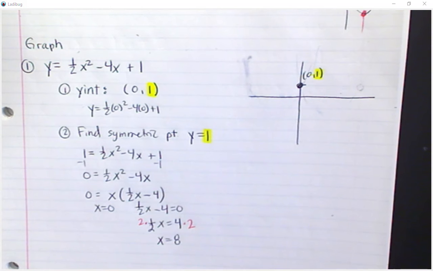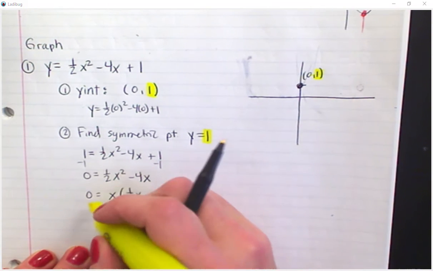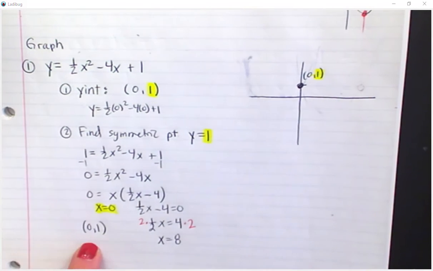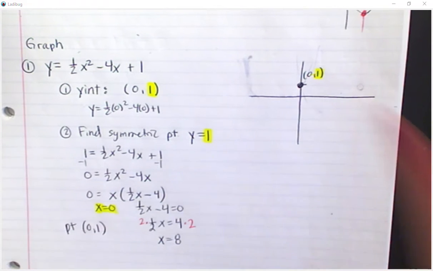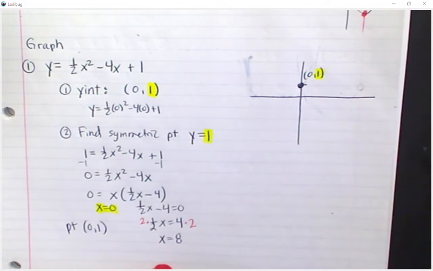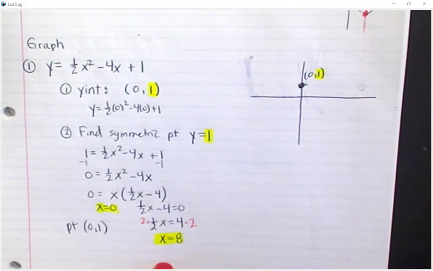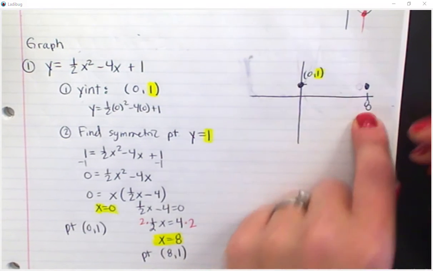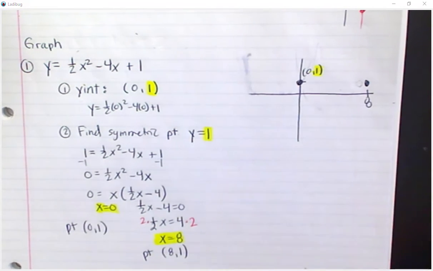Unfortunately, standard form is kind of the most tedious one to graph. It just is. None of the points are really that easy to find. Okay, so what did I just find? I figured out that when y is 1, x is 0. It's a point on the graph, which I actually already have there. But I also figured out that when y is 1, x is 8. That is a point on the graph over here at 8. 8, 1. There's my symmetric point.